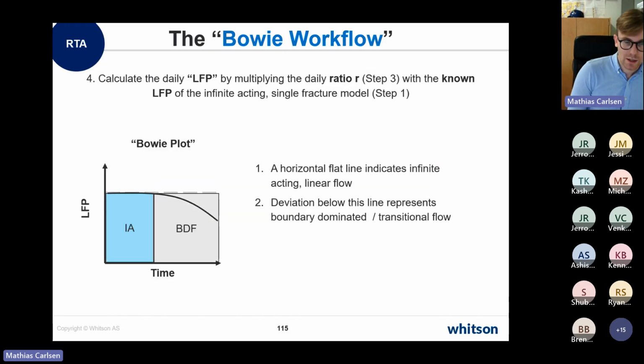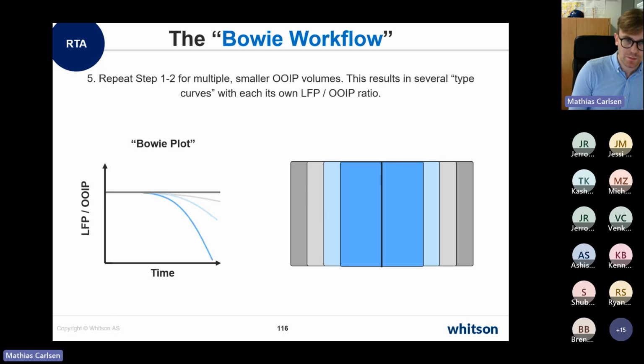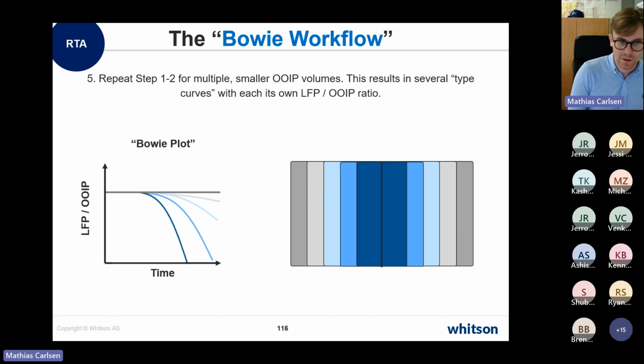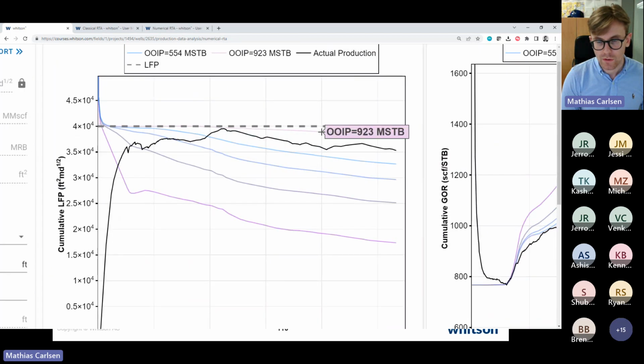So once you have this diagnostic plot over time, you just rerun the steps that you've done in 1 and 2 for the smaller tank sizes. What will happen is that you will get these different type curves that go into boundary sooner and sooner. So that's what the software is doing right here. This went into boundary dominated flow very early. Then this one, this one, this one, and this one.